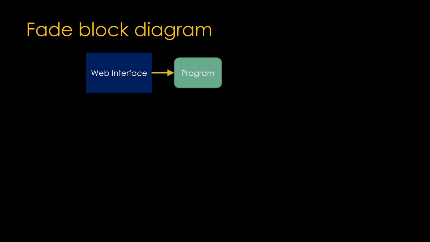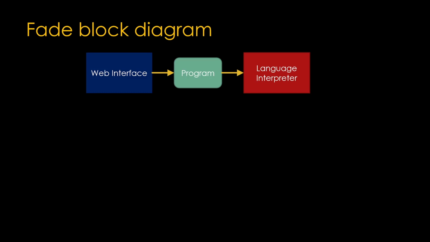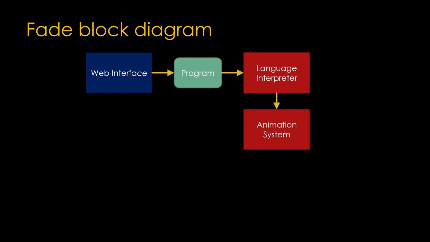There's a web interface that is used to put the program on the physical device. That program is then passed to the language interpreter, which implements the language, loops, functions, variables, etc. Eventually, it will hit animation commands, and those are passed to the animation system, which is responsible for fading each channel from the current brightness or color to the desired brightness or color over a specified period of time. That is why the language is called Fade.